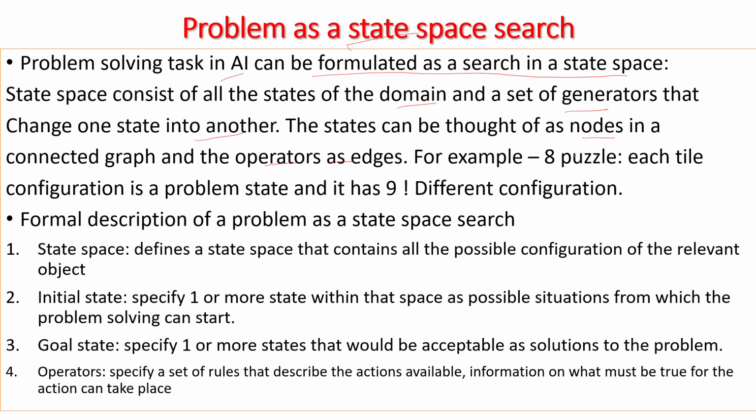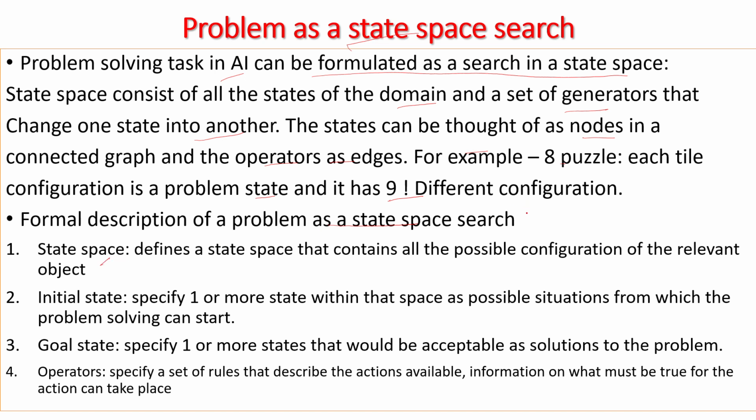For example, 8 puzzle. Each tile configuration is a problem state, and in an 8 puzzle problem, it is a 3 by 3 matrix. It is called 8 puzzle problem because one tile is empty. It has 9 different configurations. Formal description of a problem as a state space search: for solving a problem as a state space search, we need a 4 dimension description. First is the state space.